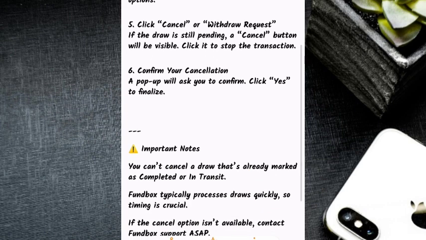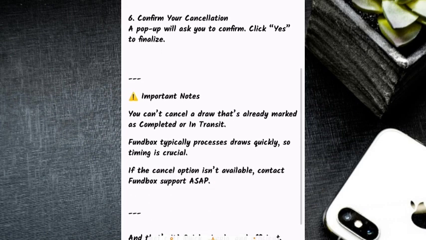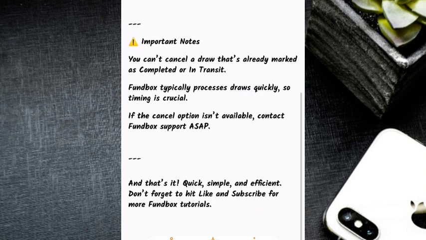Now, there are a couple of important things to note. The first is you can't cancel a draw that's already marked as completed or in transit. Second, Fundbox typically processes draws quickly, so timing is crucial. You have a very small window to cancel it. Last is if the cancel option isn't available, then you want to contact Fundbox support as soon as possible. And that's it. Quick, simple, and efficient.